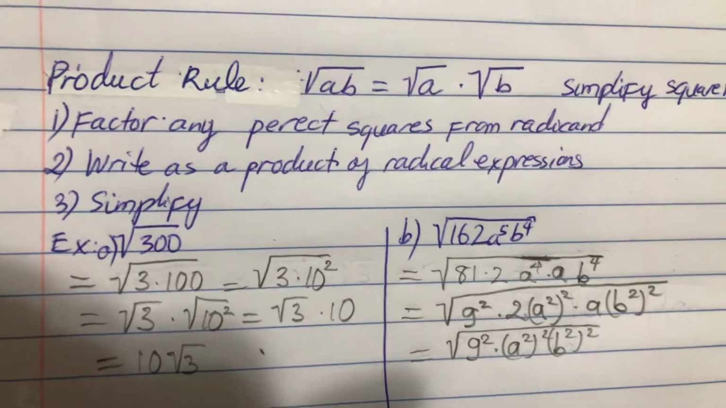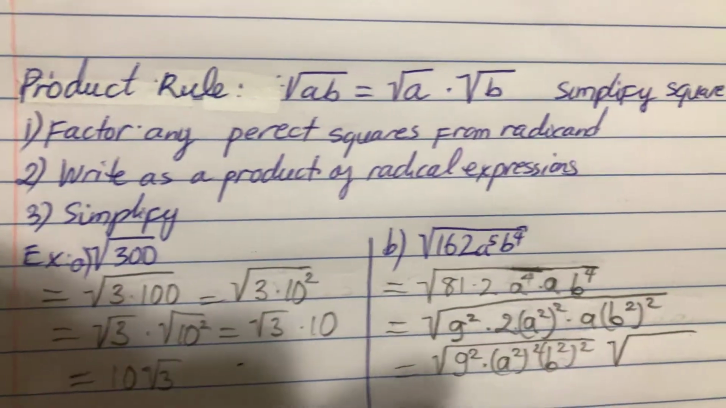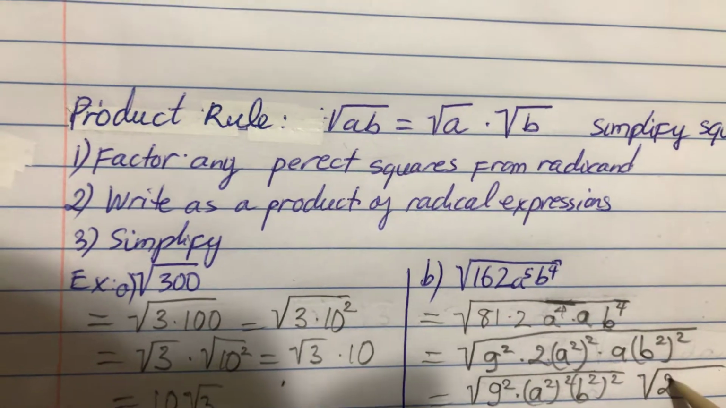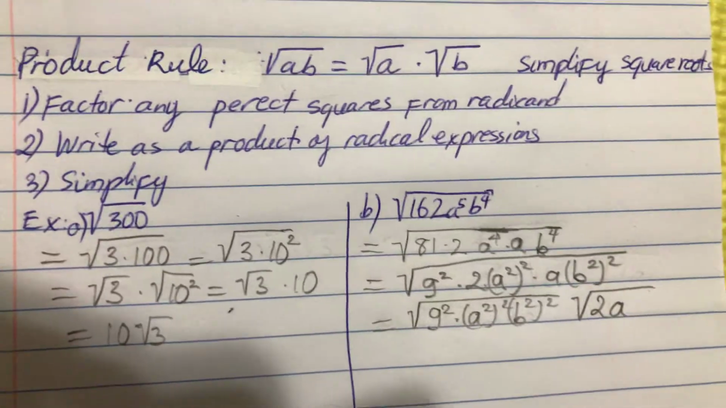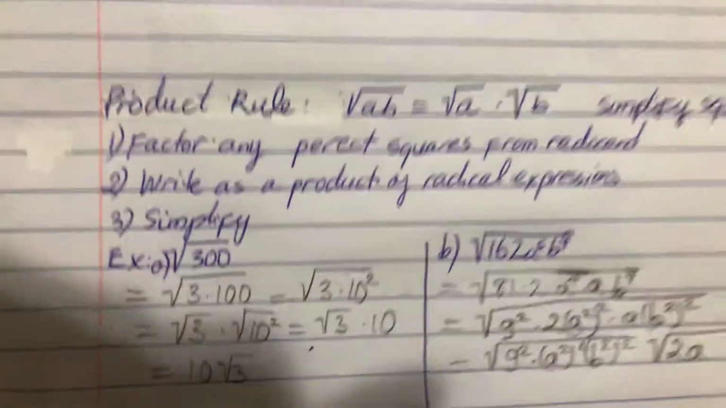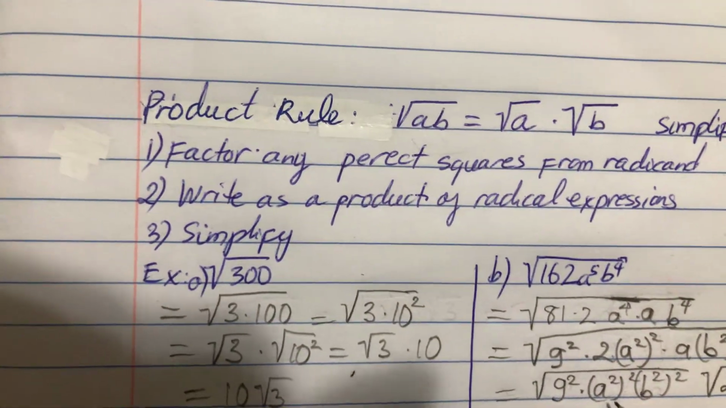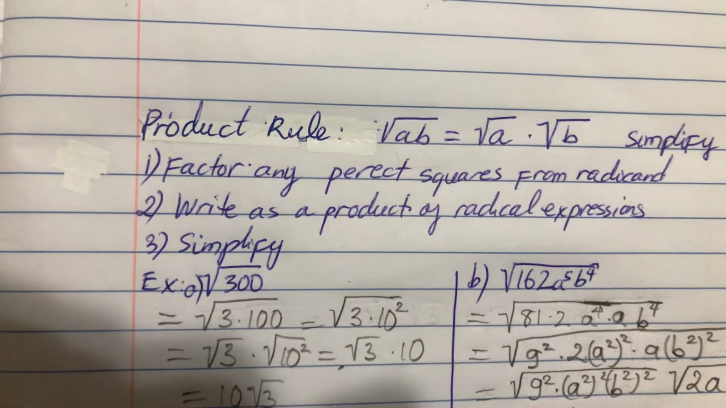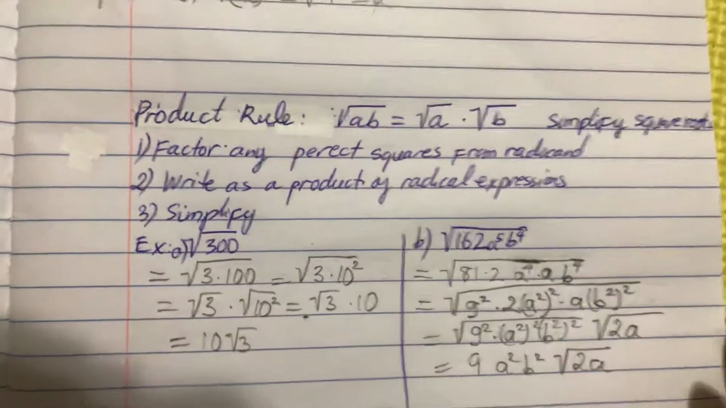I split it, and the other square root is going to have all the ones that cannot become a perfect square, so 2 and a. Now this 9 squared becomes 9, this a squared, b squared, and the square root of 2a. So now it's simplified already.